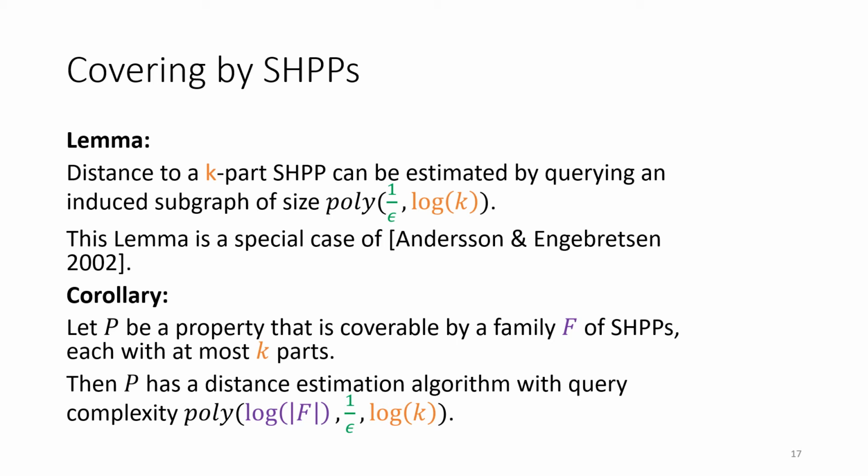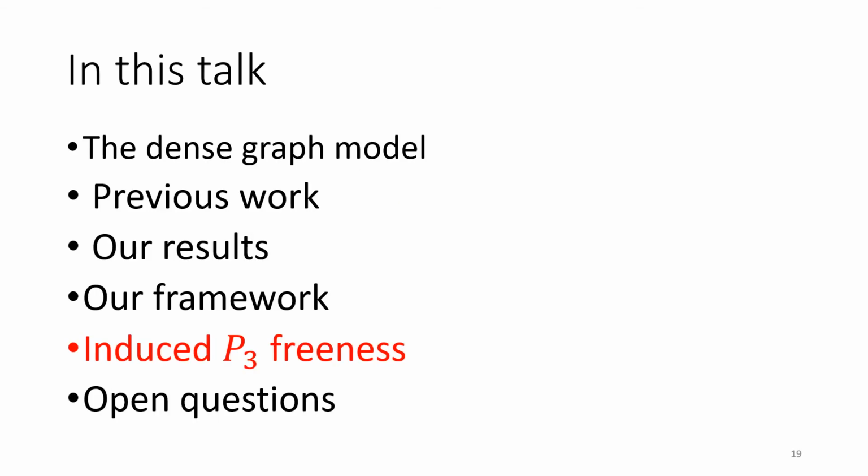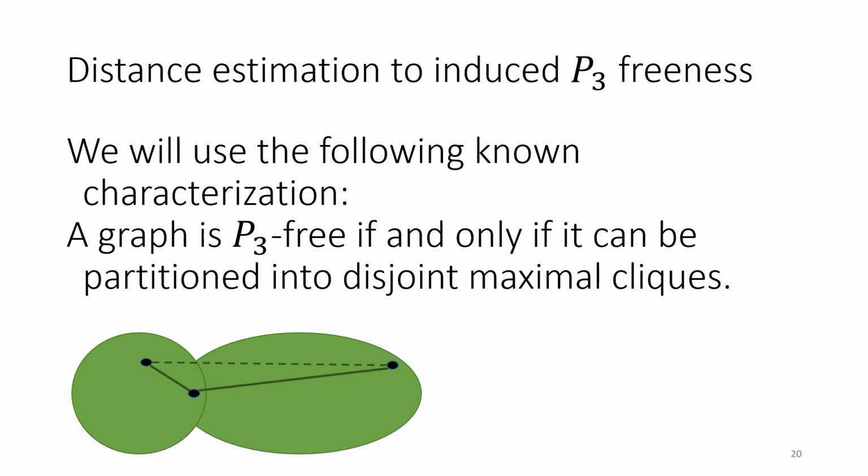And maybe they have more uses. Next, we'll show how our framework can be used to prove induced P3 freeness is easily estimatable. Recall that a P3 graph is a path with 3 vertices. We will use the following known characterization of induced P3 free graphs.